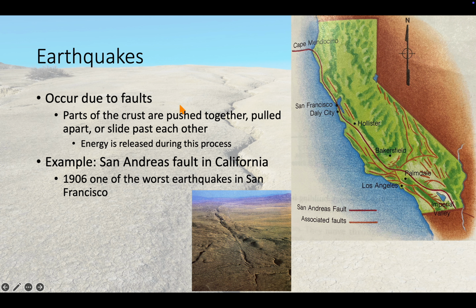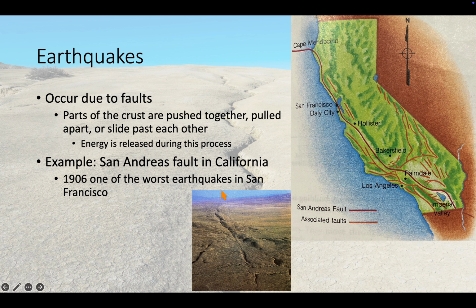Earthquakes occur due to faults. Faults are just the locations where the tectonic plates are pushing together, so where our crust is pushing together, pulling apart, or sliding past each other. Energy is released during this process, and that's what's causing that shaking and trembling. An example of a location is the San Andreas Fault in California, and one of the main reasons I talk about that is because it is within the U.S.